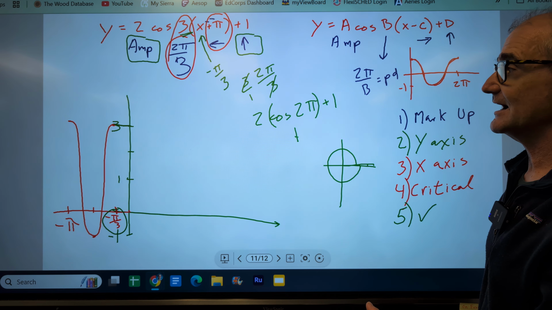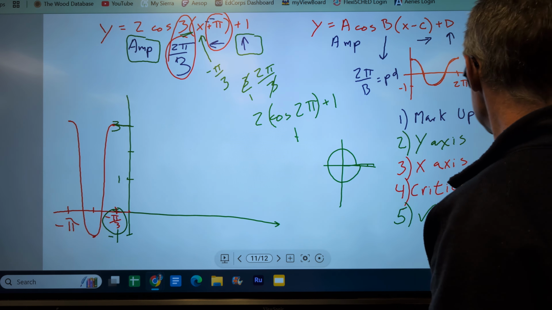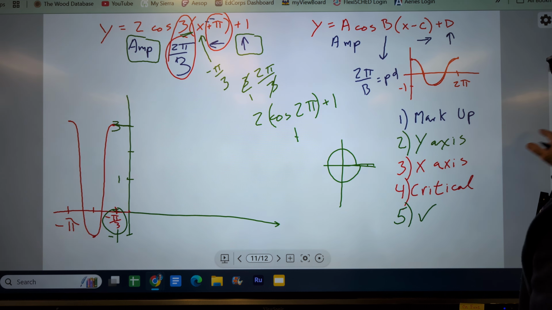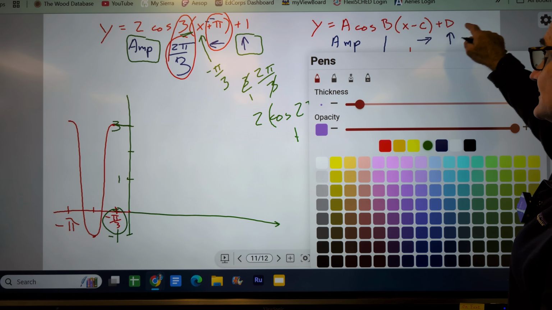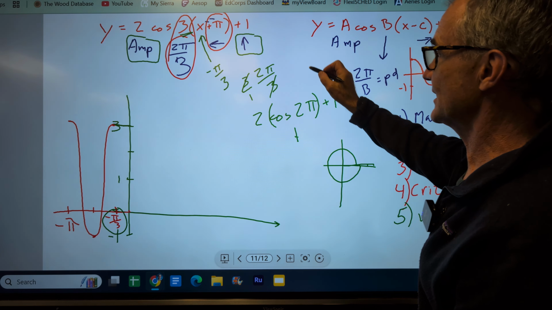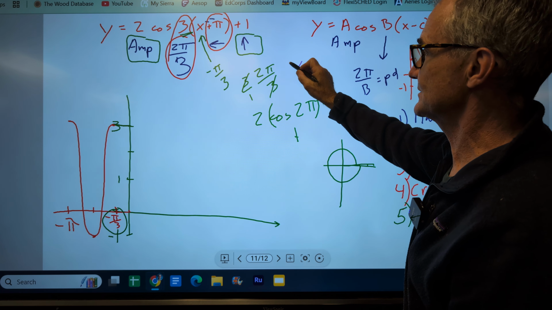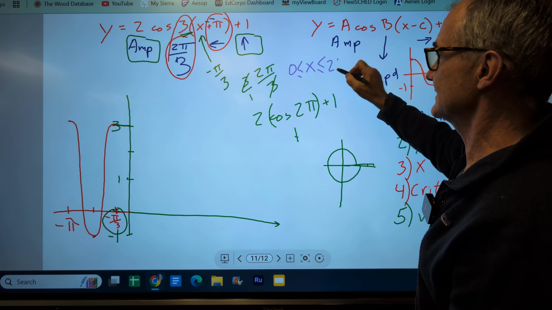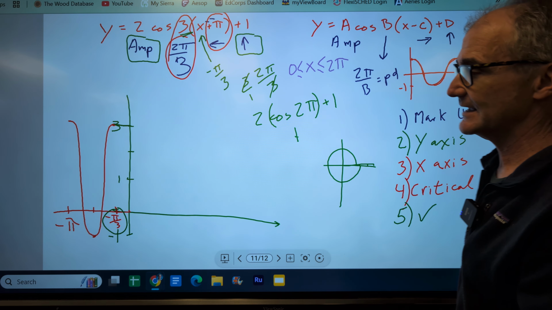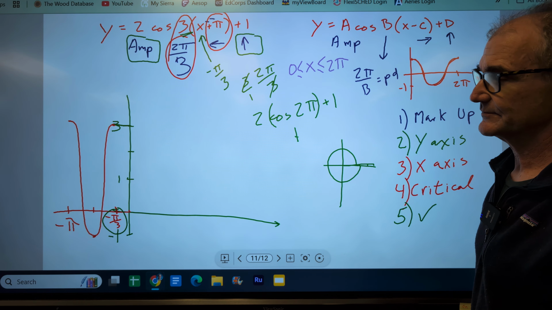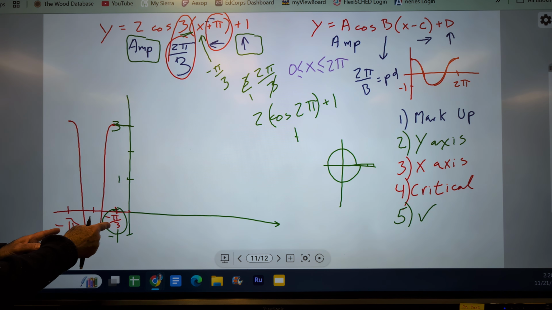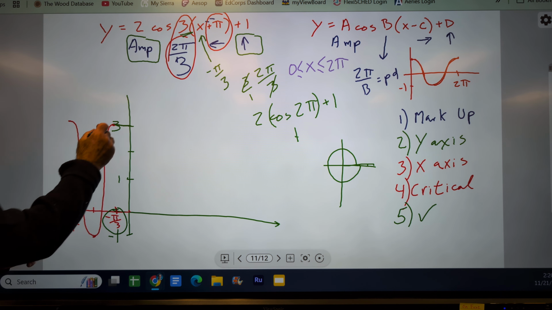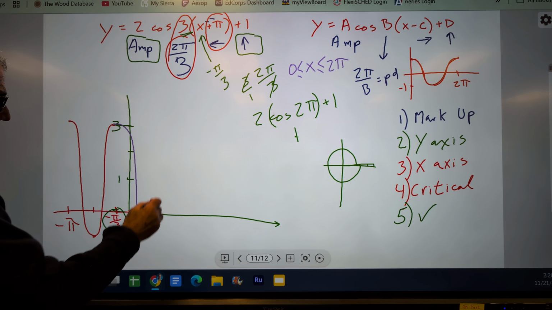So there's my graph. I'm just going to add one more part to it. That new part is going to be the domain. So the domain on this problem is all values of x between 0 and 2 pi. So I've got to take that domain into account. I'm not even in that domain. If I cycle right here between negative pi and negative pi over 3, I'm going to do one more cycle here.